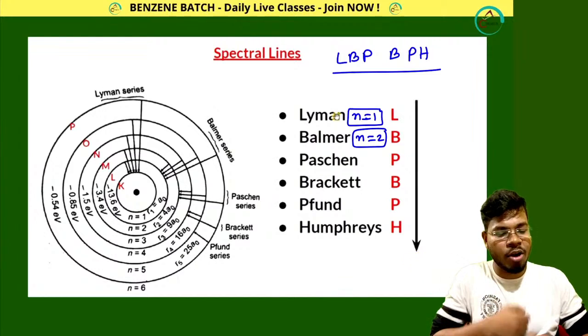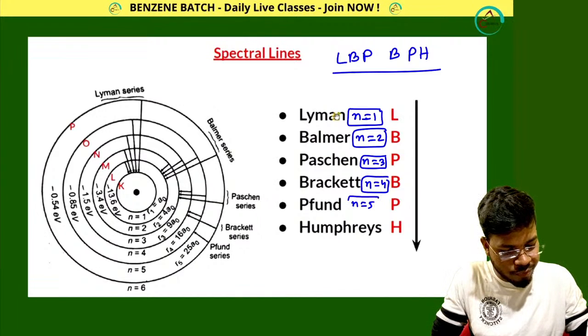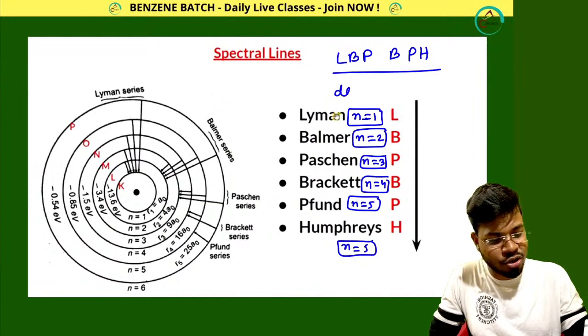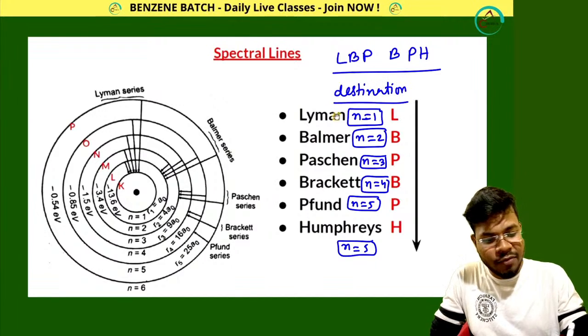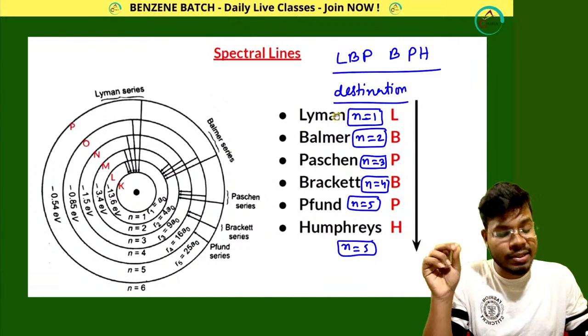The same thing generally occurs like this. So for Paschen, n equals 3, for Brackett, n equals 4, for Pfund, n equals 5, for Humphreys, n equals 6. And these n values are the destination of electrons. That means if electrons are coming to these orbitals, you will be getting the corresponding series.